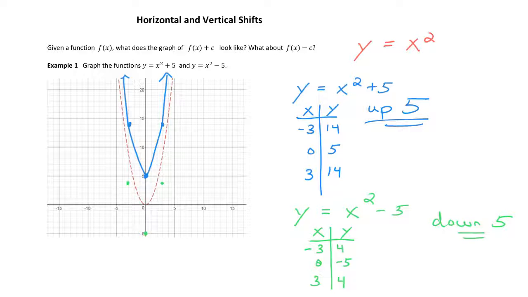If I connect these, I again get a parabola shape, this U-shaped equation. I'll just draw it down here to get the idea across, but it resembles the shape of the graph that we started with, but it's down 5 places. So the idea is simple here. If I start with f of x and I look at f of x plus c, that's up some amount. If I subtract, it's down by whatever amount that is.